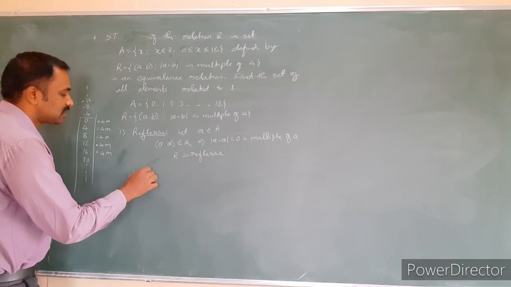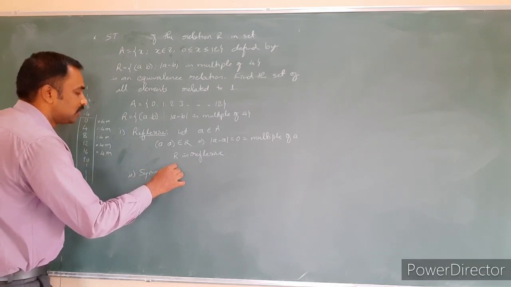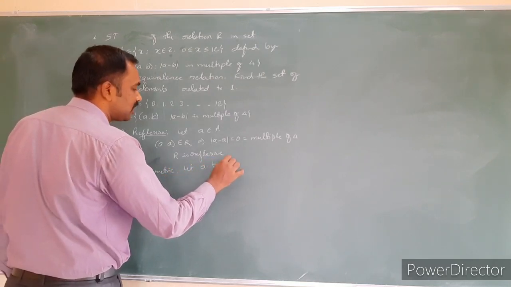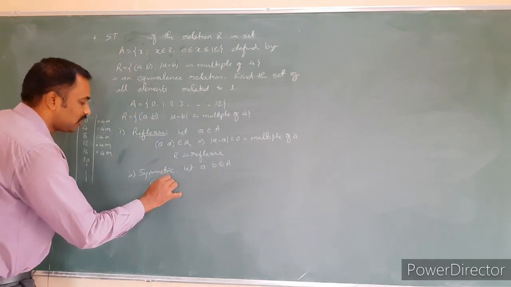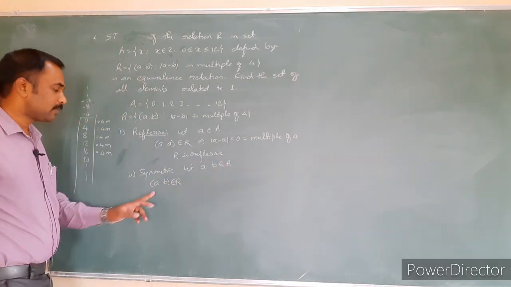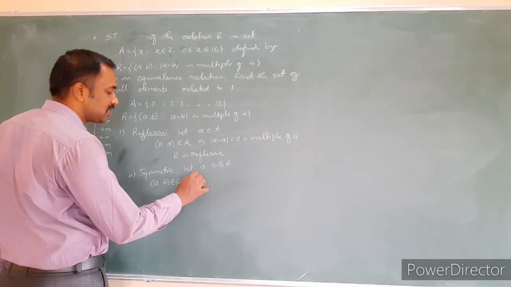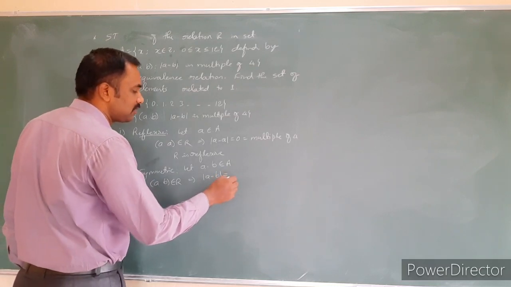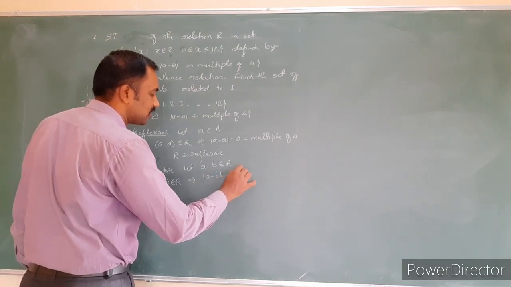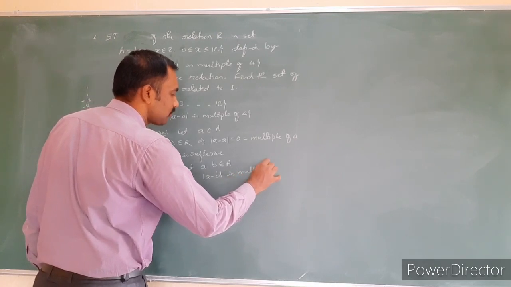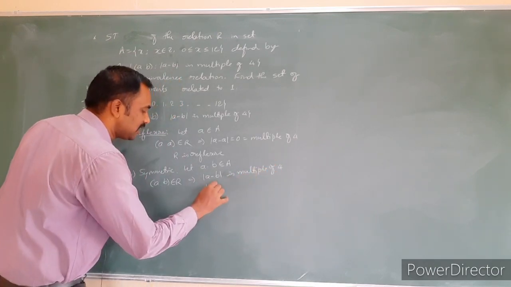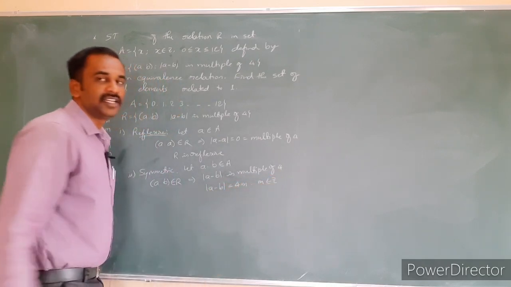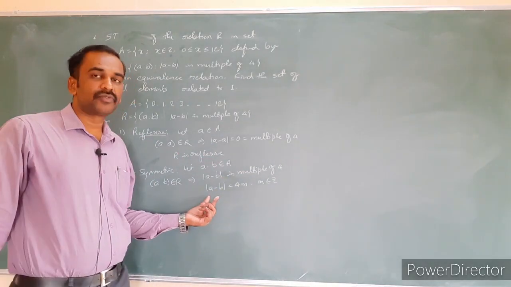Next, the second case: symmetric. What is symmetric? Let a and b be any two elements belonging to the set A, and choose one of the ordered pairs which is already present in the relation R. I have chosen (a, b) present in the relation R, which implies |a − b| is a multiple of 4. Can I write it in equation form? That is 4 times some m, where m is any integer.